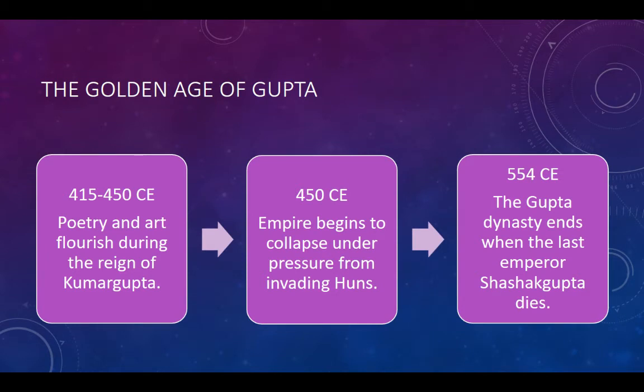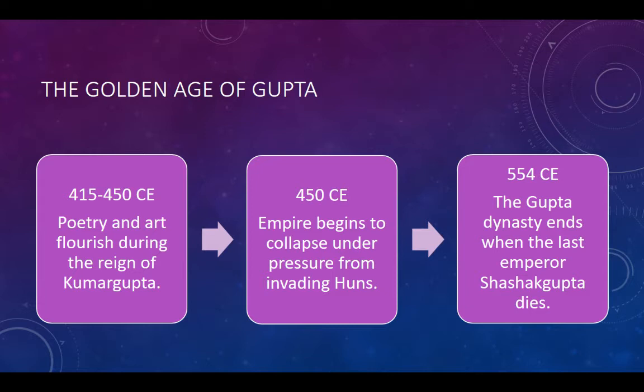We'll see poetry and art flourish during the reign of Kumaragupta from 415 to 450 CE. This will become the Golden Age. We talked about what Golden Age meant last unit. This is the time where we see empires and civilizations thrive.